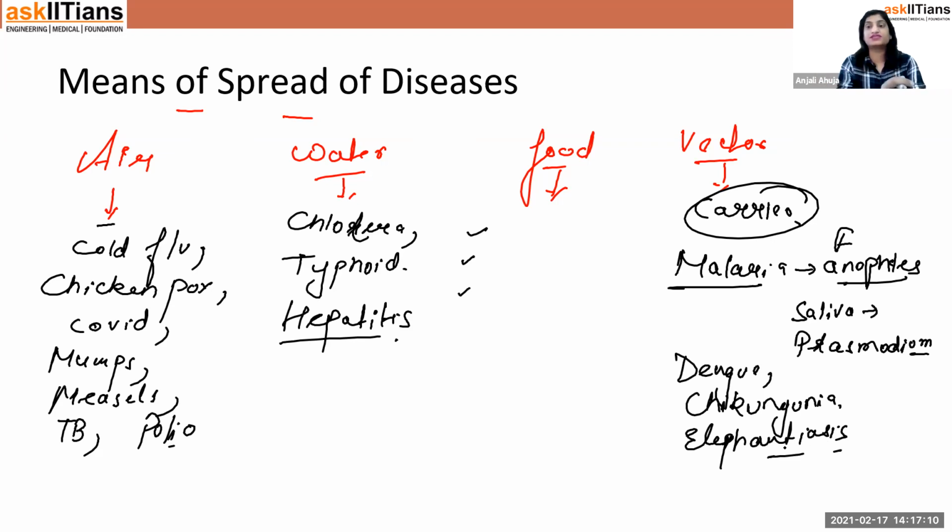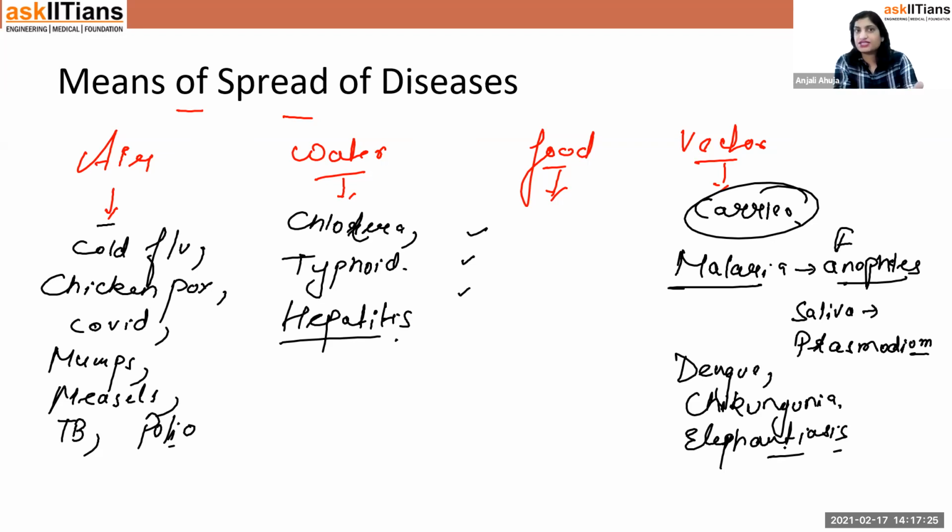The female Anopheles mosquito sucks the blood, but the male used to feed upon the nectar of the plant and the sap of the plant. Their feed is different. And with this, we are done with the means of spread of disease.